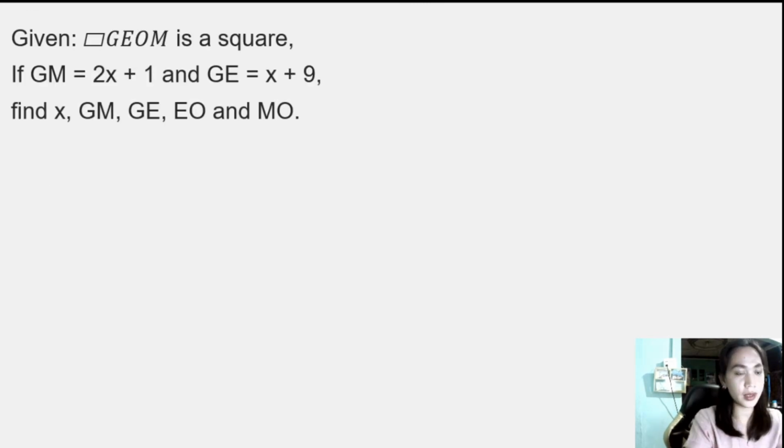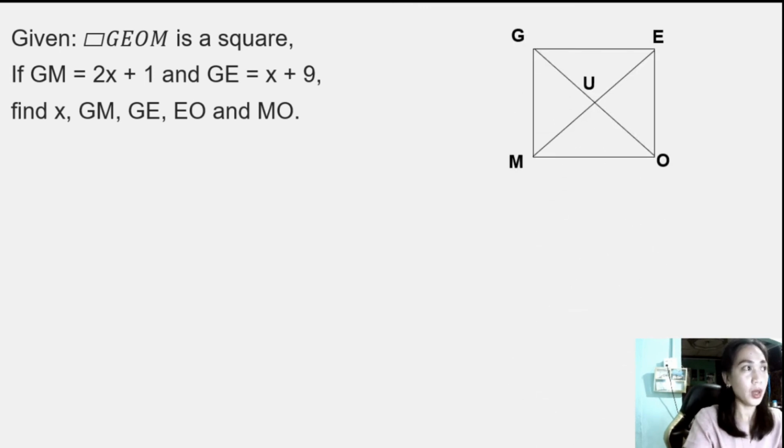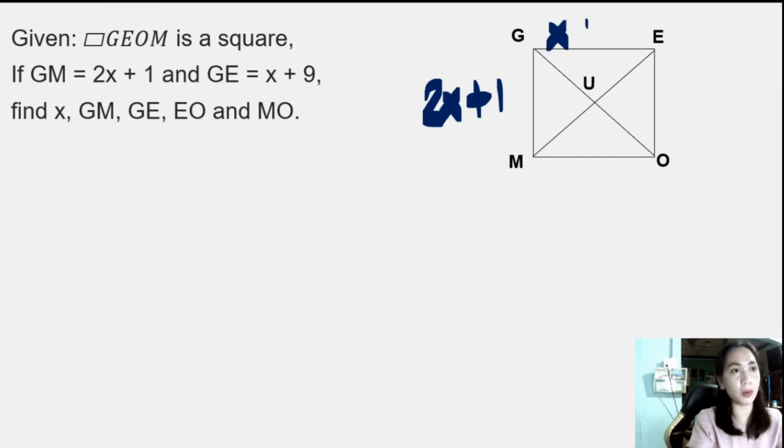Okay, let's try this example. Same, given that GEOM is a square. If you will notice, the given measure of GM is 2x plus 1, and our GE is x plus 9. We're going to find the value of x, GM, GE, EO, and MO. So, what we are looking for is the measure of all sides. How can we get it, ma'am, if the given still has x?